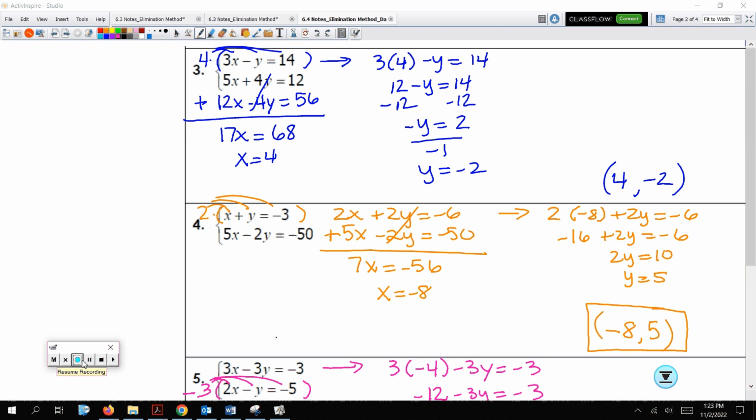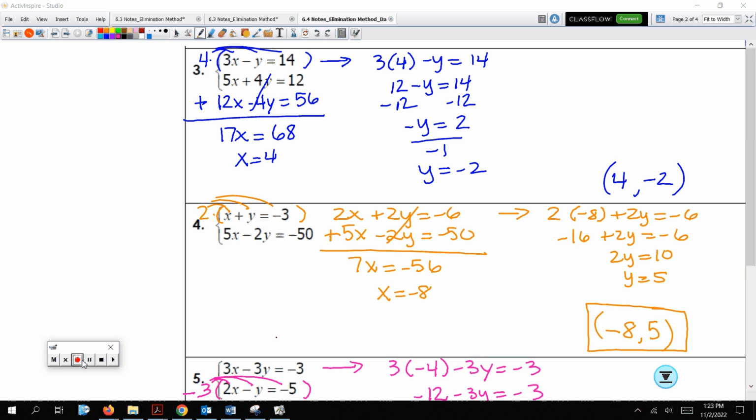All right, for number 3, you should have got 4, -2. I multiplied the top equation by +4 so that I could eliminate my y variable. Number 4, you should have got -8, +5 was your ordered pair. I multiplied the top equation by +2 so that I could again eliminate my y variable, creating that opposite coefficient.